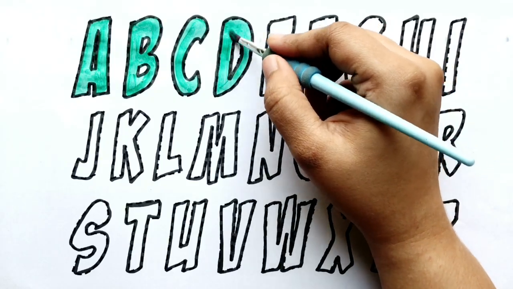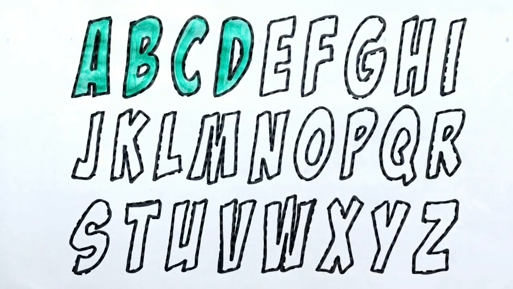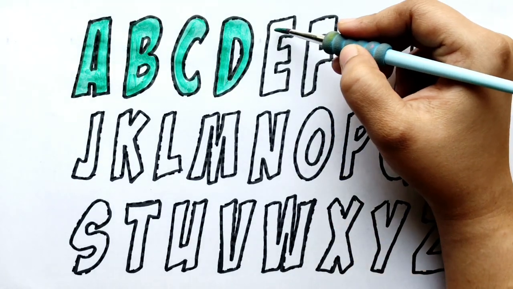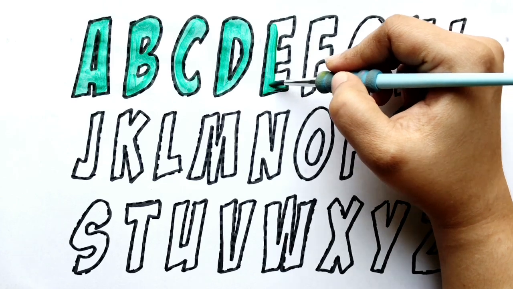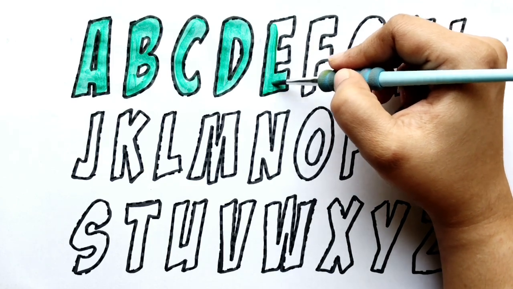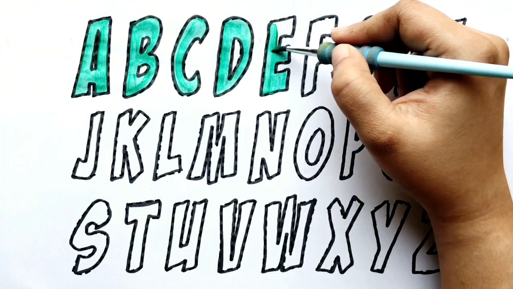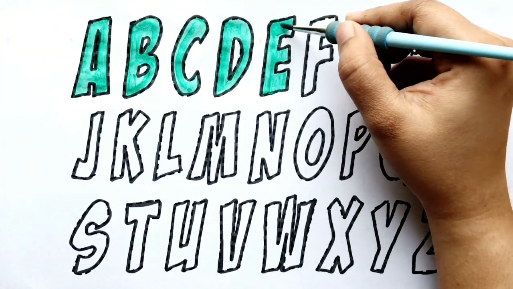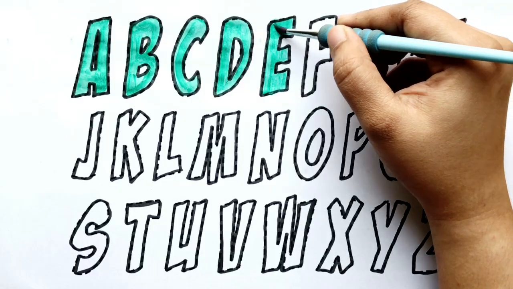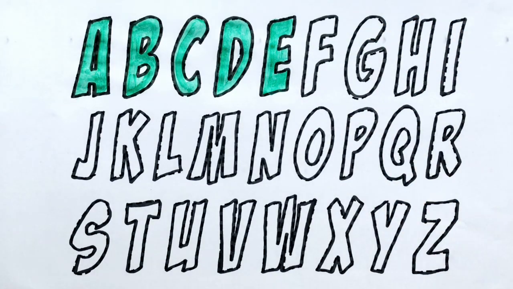E for eagle. A, B, C, D, E, F, G, H, I, J, K, L, M, N, O, P, Q, R, S, T, U, V, W, X, Y, and Z. Now I know my ABCs. Next time, won't you sing with me?